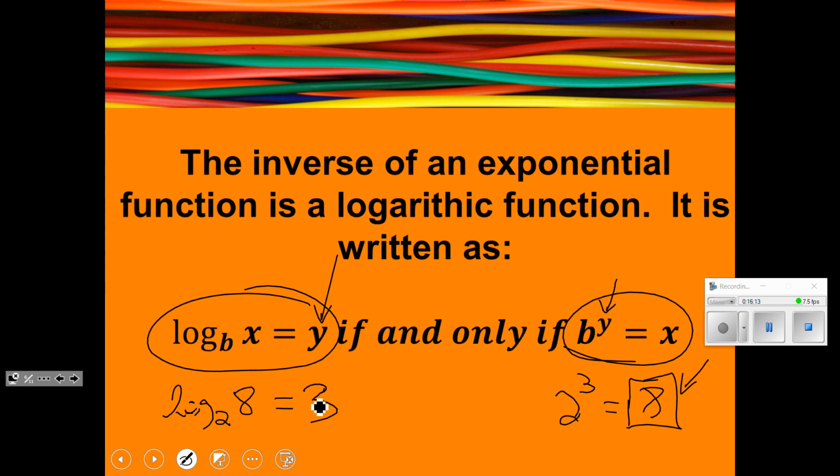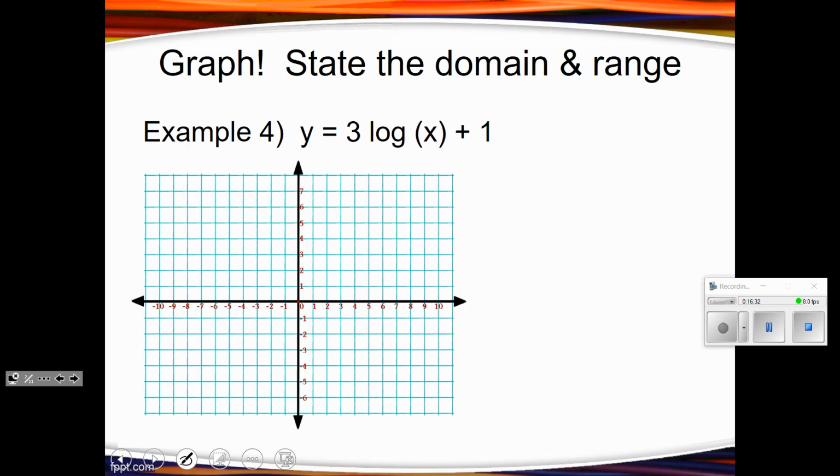So, again, everybody says, well, when do you use logs? Well, when you're searching for exponents. When you're trying to solve for an exponent, you set up a logarithmic equation. It helps you find the exponent, because that's what you're solving for right there.